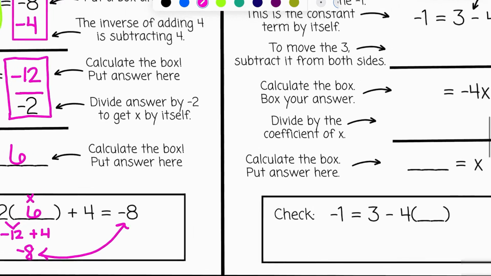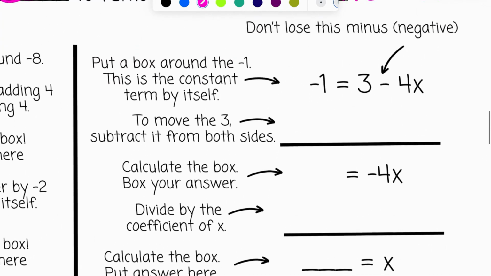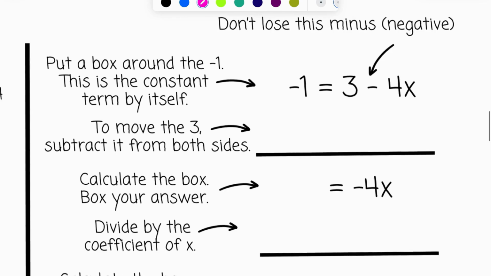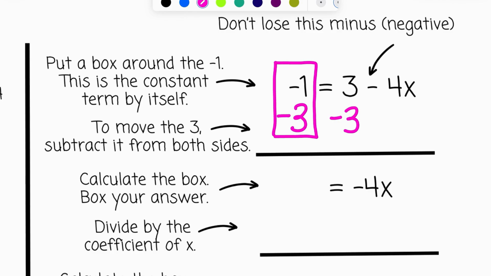All right, let's do another example. All right, now this one is rearranged. The term that's by itself is actually on the left side. On the left side, we just have a negative 1. So I'm going to box that. And then on the other side, I have 3 subtract 4x. Now, if I box a term without an x, I have to move a term without an x. So I'm going to move my 3.